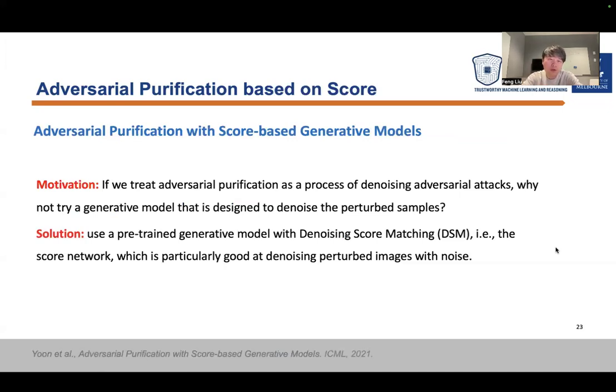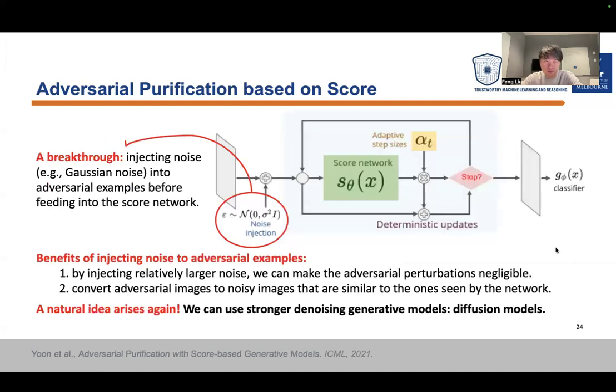The solution is to use a pre-trained general model with denoising score matching, okay? And it means a score network, which is particularly good at denoising perturbed images with noise. So this is actually the breakthrough idea. The idea is that now we have some images, okay? They might contain adversary noise. So how could we get rid of this noise?